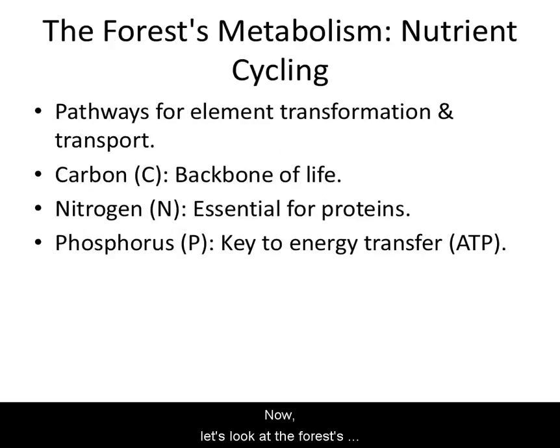Now, let's look at the forest's internal metabolism, how it uses and reuses its resources. This is nutrient cycling. We're going to focus on the big three essential elements: carbon, the backbone of all life; nitrogen, essential for proteins and DNA; and phosphorus, which is key to energy transfer in cells.